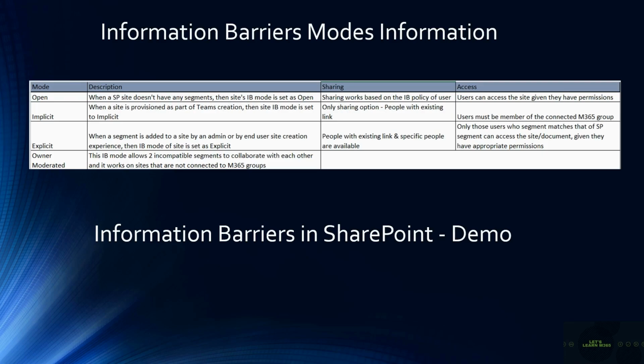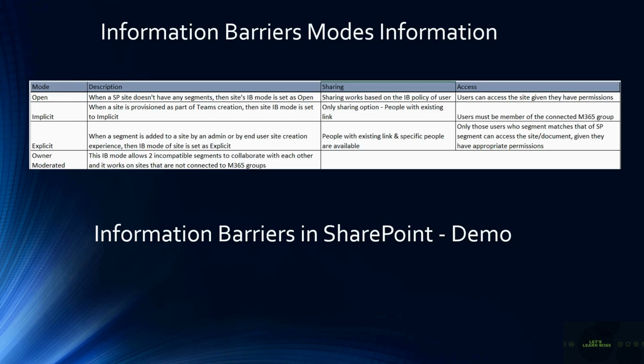of the user. For example, let's say we have an IB policy to prevent communication and collaboration between finance and IT department. Now, if a user from the finance department tries to share a file with an IT user, he won't be able to. Similarly, if a user who does not belong to any segment tries to share a file with any user across the organization, he will have no issues. Further, any user who has permissions to access this site can do so without any issues.